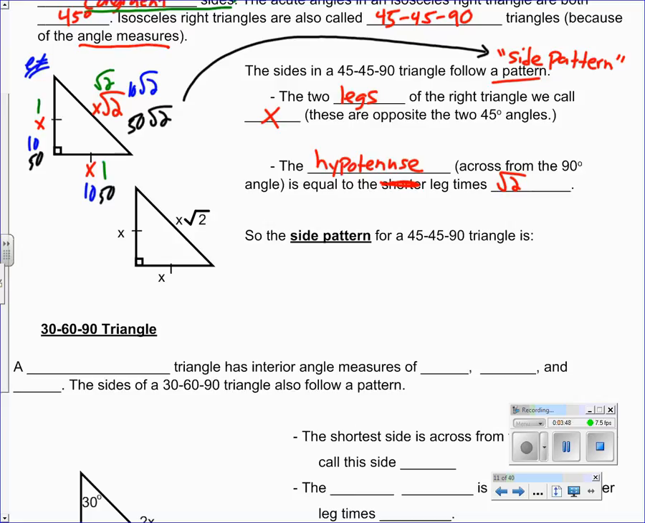So the way we describe the side pattern is we can say x, x, x square root 2. Each of these sides lines up with the angle that it is across from. So the 90-degree angle is across from the square root 2, the 45 across from the x, and the 45 across from the other x. We could also call this side pattern 1, 1, square root 2 to make it easier. But we'll always have the same pattern between the three sides. That's why it's a special triangle.